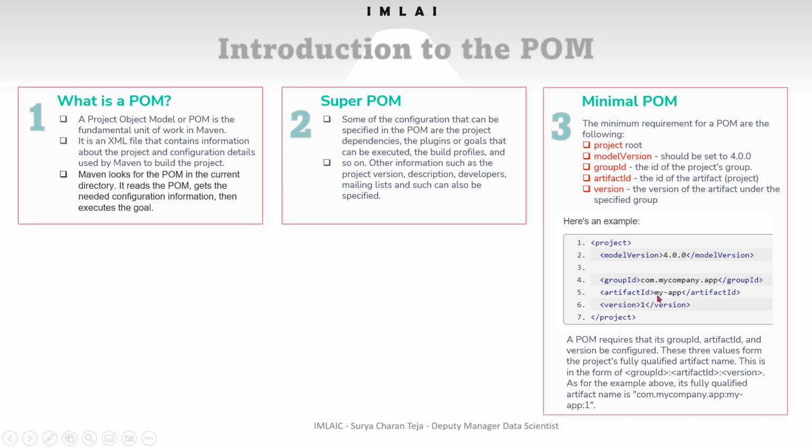com.mycompany.app, and artifact ID my-app, colon, then after that colon again and 1. This could be the name. You can see that here, com.mycompany.app:my-app:1. So this is the group ID, then my-app is the artifact ID, then version is 1. All are separated by colon. These are colon separated names.